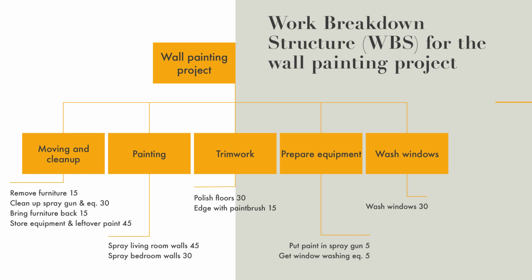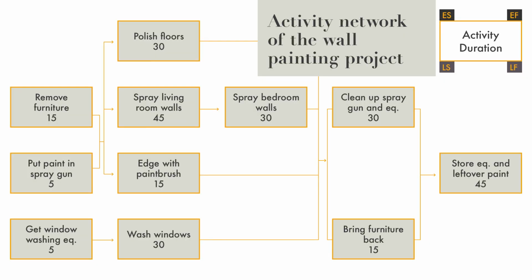And in this work breakdown structure, we have also marked the durations of each activity. Now we have formed an activity network from these lowest level work breakdown structure activities. And you can see that there are 3 activities with no predecessors. So remove the furniture, put paint in spray gun. We use the spray gun. We have only one of them when spraying the living room walls and then the bedroom walls.